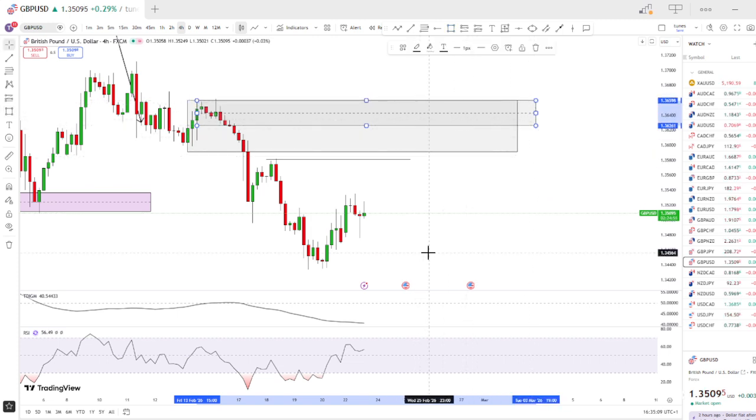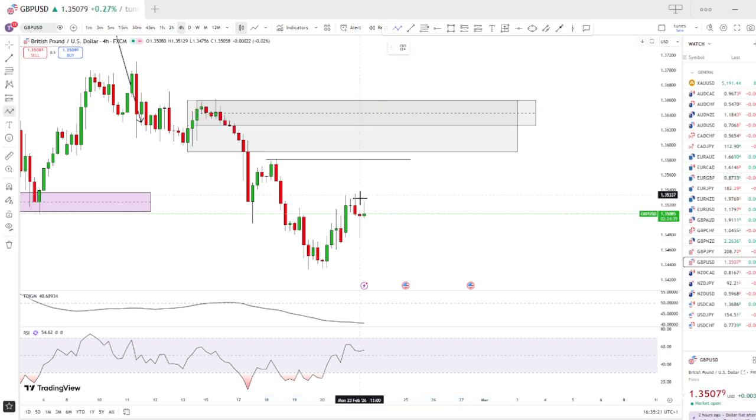So between 1.36261 and 1.36598 will be the coordinate I'm watching out for the possible sales on GBPUSD. So something like a buy towards the upside, and then let's see how that happens. So that's it for GBPUSD.